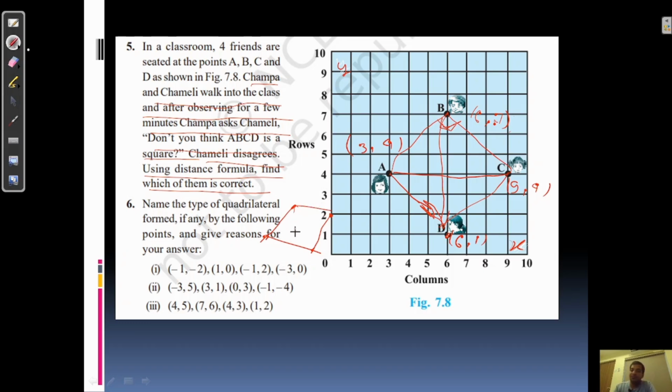Okay. So that is question number 5 and 6. I hope you will solve them. I am not going to explain it. If you are having doubt, you can discuss with your friends to solve it. I do think it is quite easy. You can solve it.